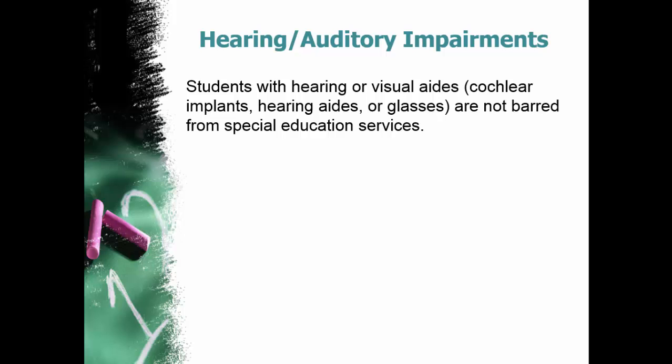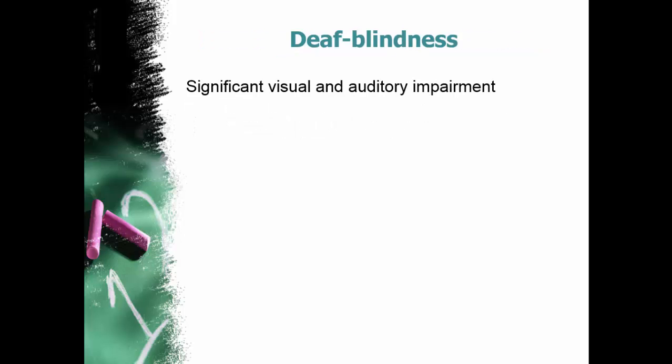And this also, for both visual and hearing impairments, means that if a child has some type of assistance with cochlear implants or with glasses, that doesn't mean that they're not able to get services under the IDEA. They still can receive additional things in the classroom, such as larger screens, computers, different handwritten notes in order to make sure that they're successful. If a student has significant visual and auditory impairments, then they fall into the category of deaf-blindness.